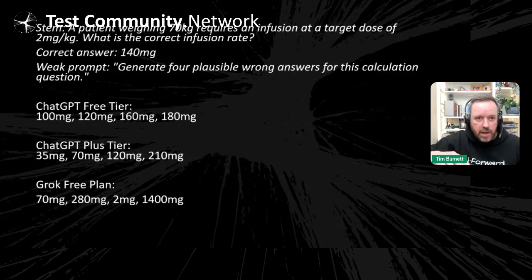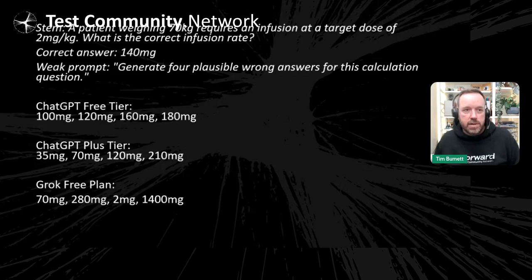Now, if I put a weak prompt in there saying generate 4 plausible wrong answers for this calculation question, when you use ChatGPT free, you get 200, 120, 160, 180. It's basically assuming that the person can maybe do the calculation, but they just can't see the numbers.